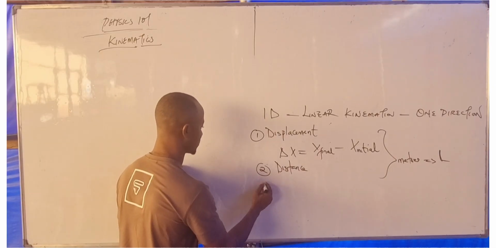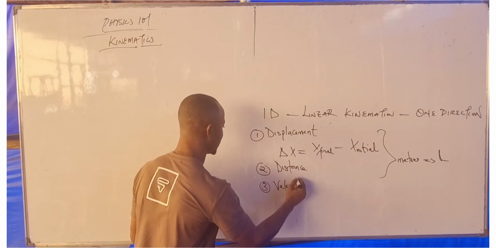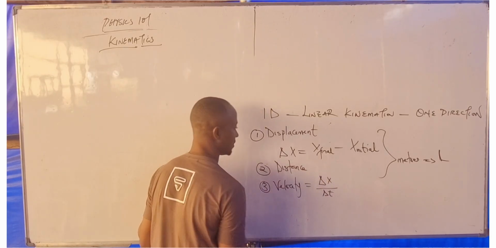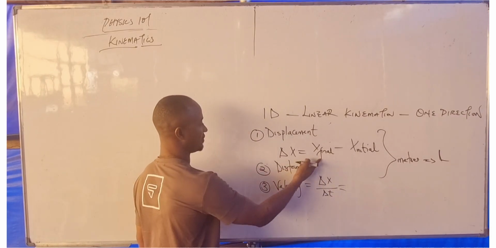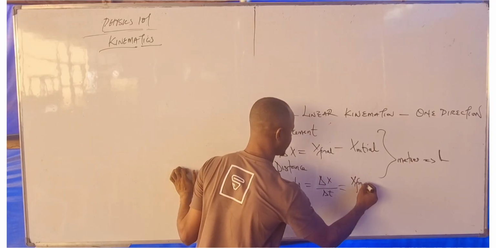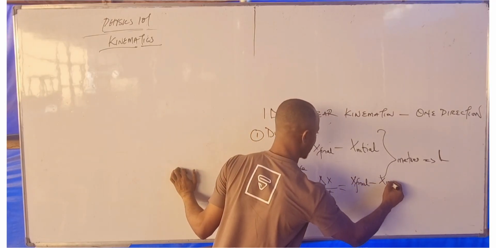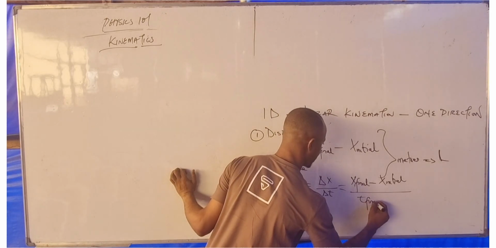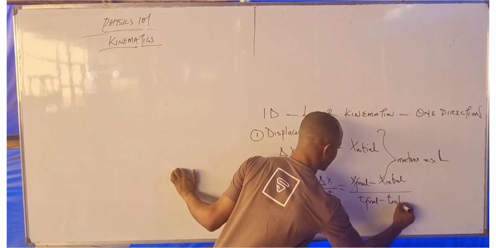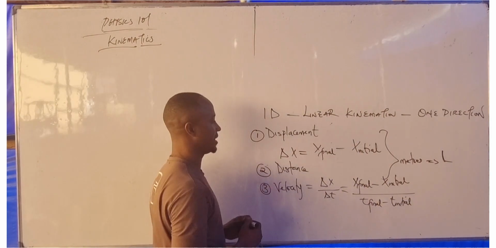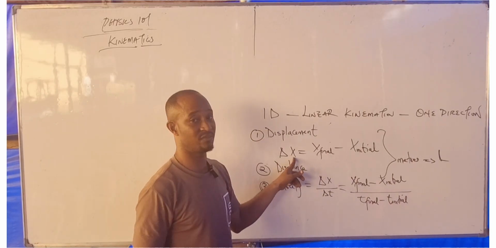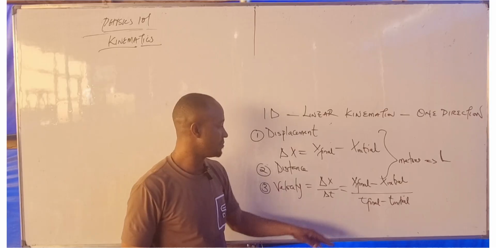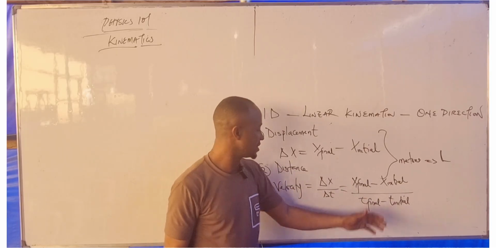The next concept is velocity. Velocity means change in displacement over change in time. Our change in displacement we have already seen is x final minus x initial, over t final minus t initial. So x final minus x initial, which is our displacement, with respect to change in time, which means final time minus initial time.